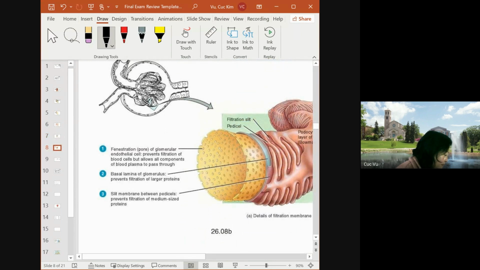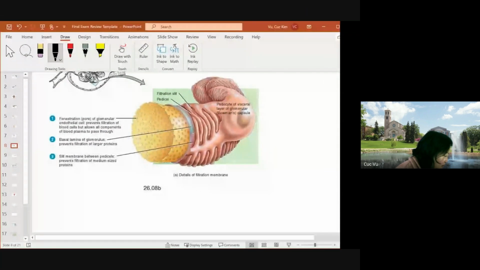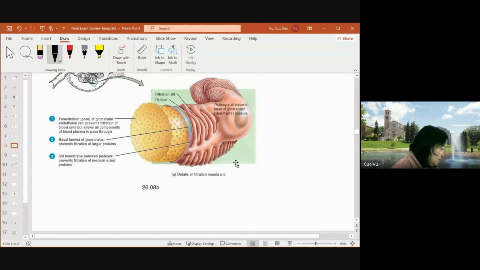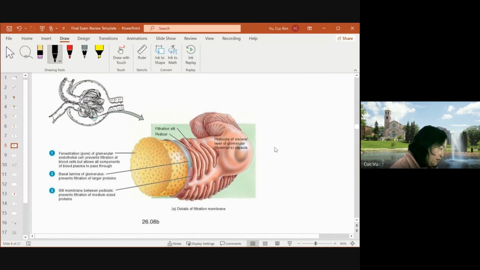Right here. Do you see that? Here's the glomerular corpuscle. This portion right here, let me color it in, is actually the blood vessel. It's a network of capillaries. That's the glomerulus. And here's the afferent arteriole and the efferent arteriole. Those are the blood vessels.